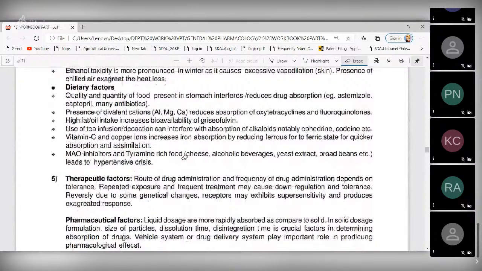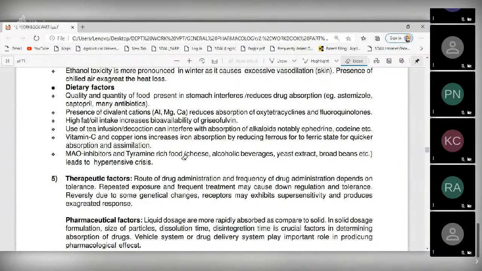Already we have discussed while discussing the absorption that if your diet contains positive cations, then they will interact with the fluoroquinolones and the oxytetracyclines and form insoluble complexes, and such insoluble complexes are not available for absorption, so their bioavailability is reduced.